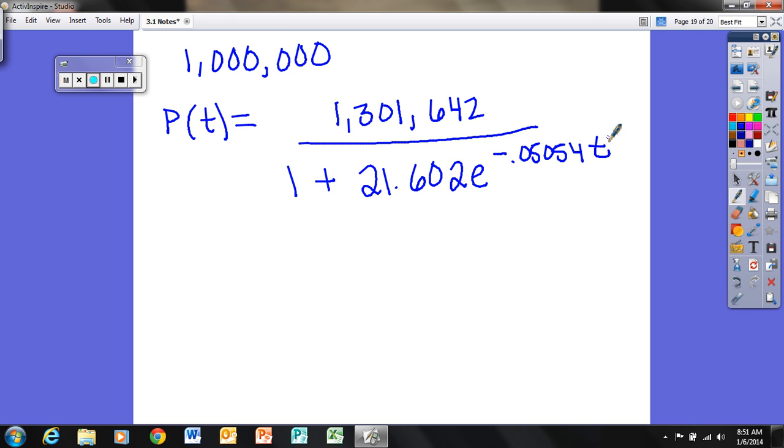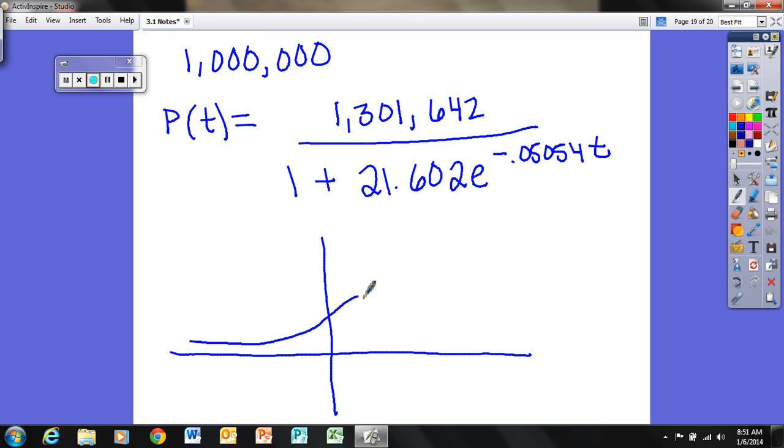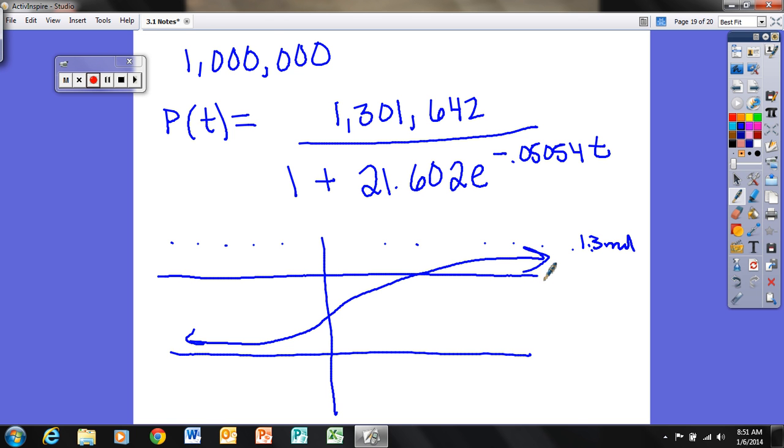When will the population reach 1 million? So again, you're going to graph this on your graphing calculator in y1. In y2, you're going to graph 1 million. So you're going to get a graph that looks something like this. Because remember, our carrying capacity here is our C value, which is about 1.3 million. But I want to know when it's going to be equal to 1 million.